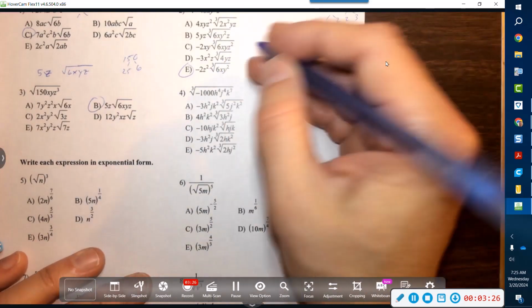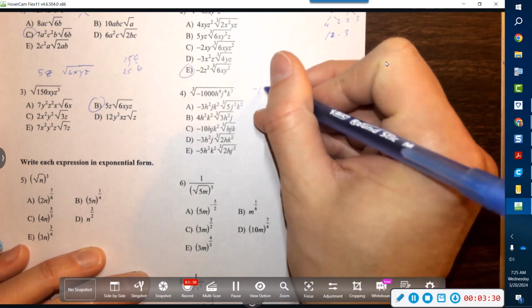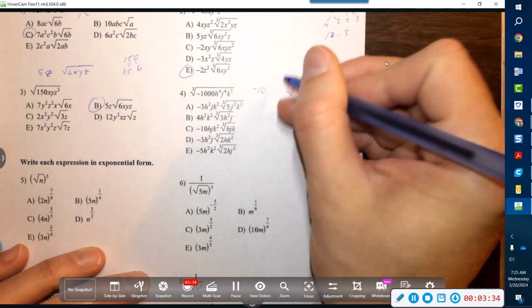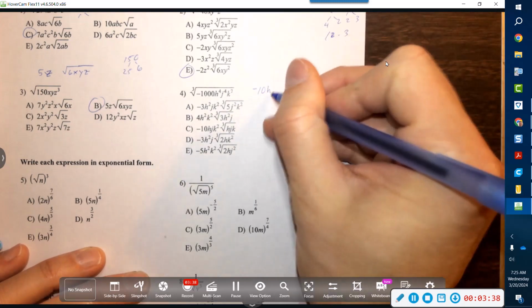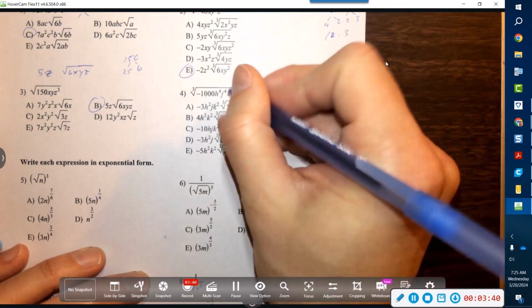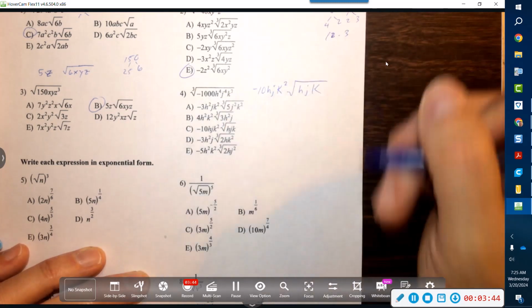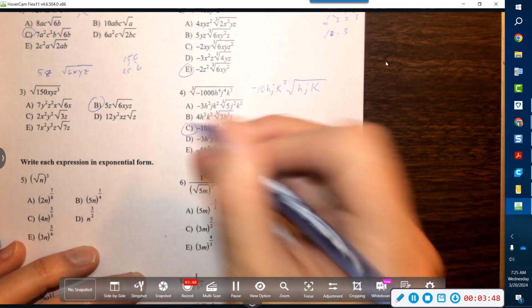1,000 is 10 to the 3rd power, but because it's negative, we're going to take out negative 10. Now we've got a triple of h's with 1 h left, a triple of j's with 1 j left, and we can take out two triples of k with 1 of those left. So that's going to give us this one right here, C.